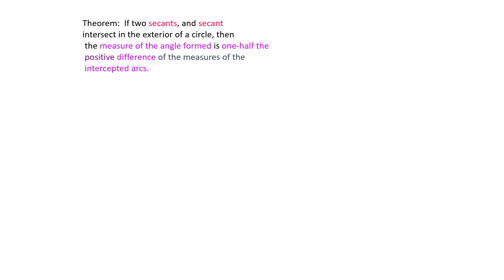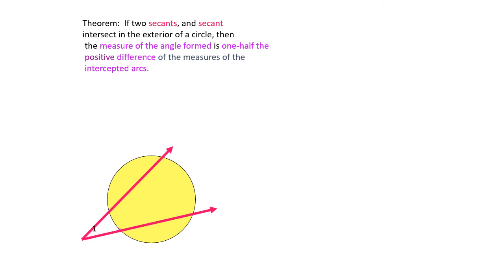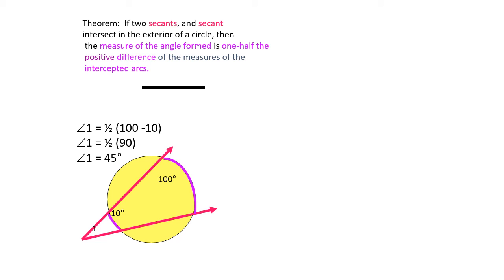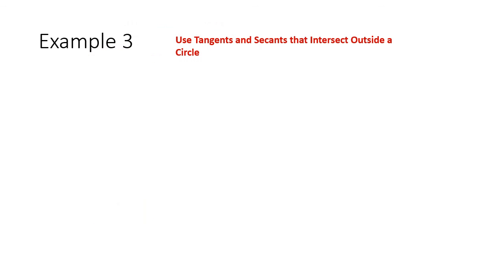Theorem: if two secants intersect in the exterior of a circle, the measure of the angle formed is half the positive difference of the measures of the intercepted arcs. So in our circle here with the two secants, the intersection is on the two arcs, major and minor. We find that one is 100 and the other is 10. So half of 100 minus 10 is half of 90, which is 45. So the exterior angle is 45 degrees.